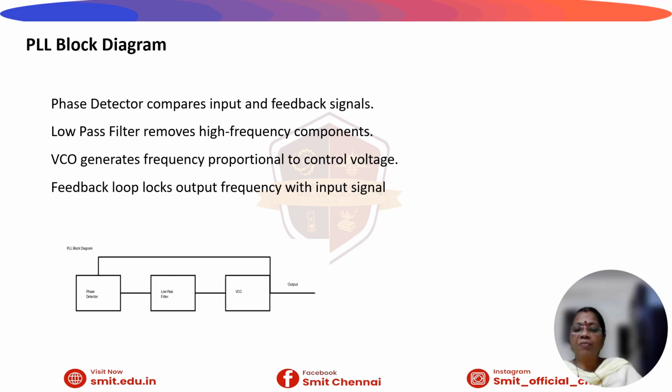The VCO generates the frequency voltage applied at the input of the phase detector to repeat the cycle until the input signal frequency is equal to the oscillator frequency or the difference becomes minimum. At this condition, the feedback loop locks the output frequency with the input signal.